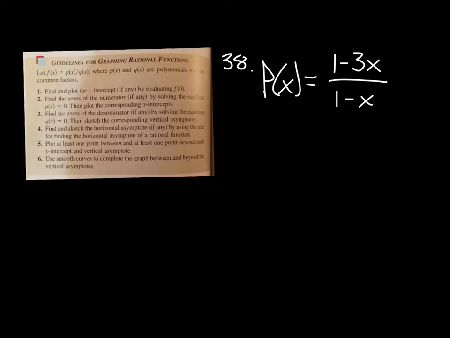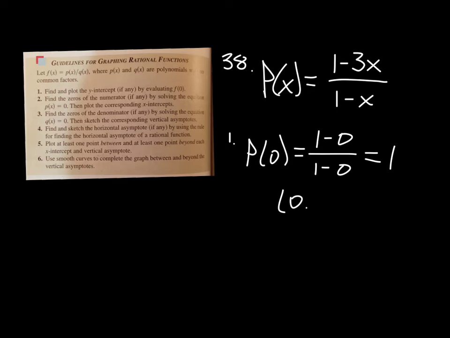So step 1, find and plot the y-intercept by evaluating f of 0. So p of 0, we're going to substitute in 0 for any x value. So there's step number 1. We found the point (0, 1). Good, we'll plot that here in a second. Next, find the zeros of the numerator, if any, by solving the equation p of x equals 0. So this is kind of what we started with.